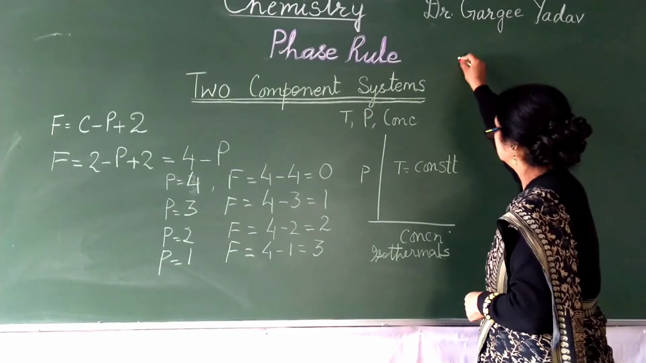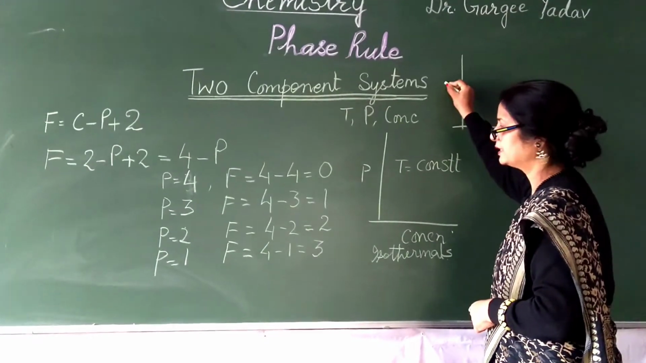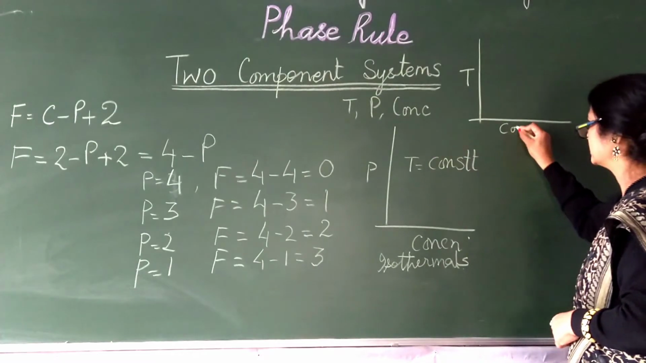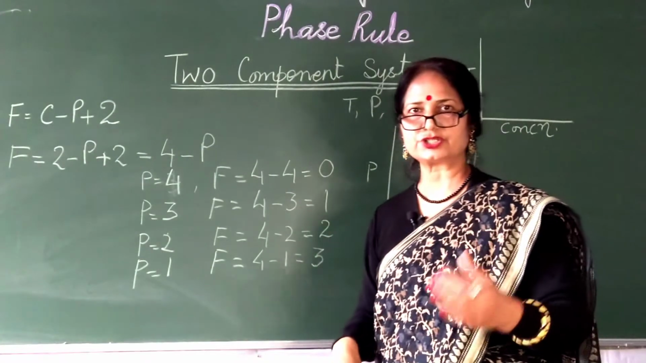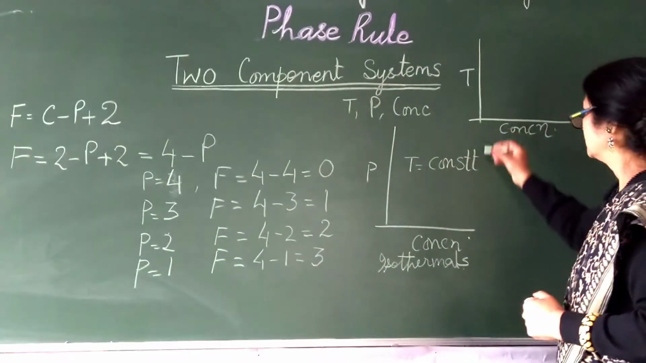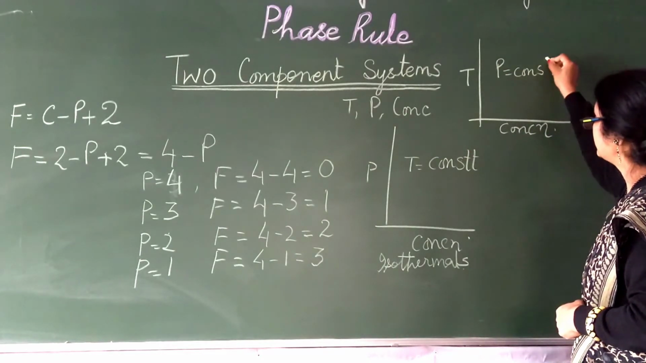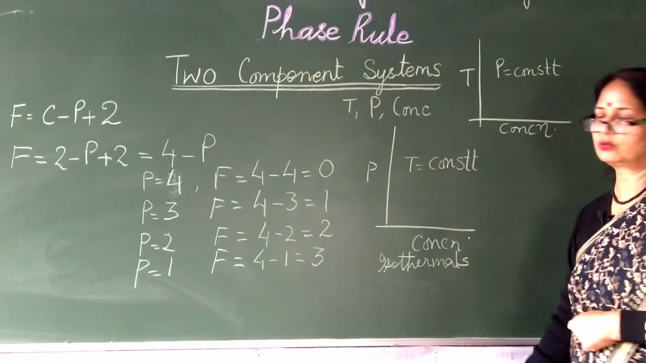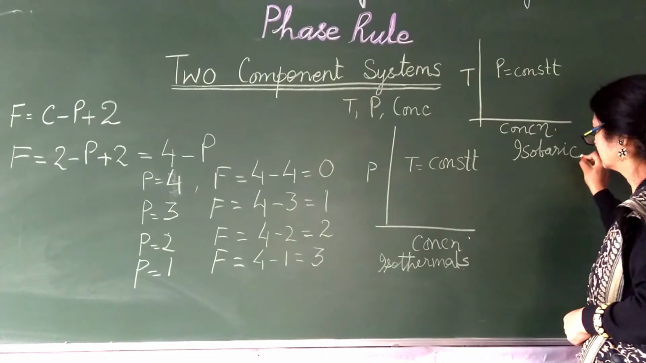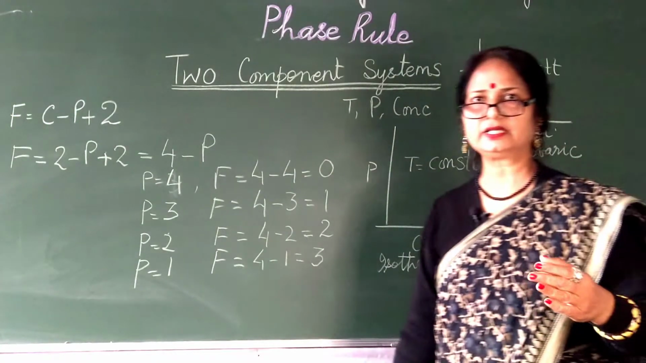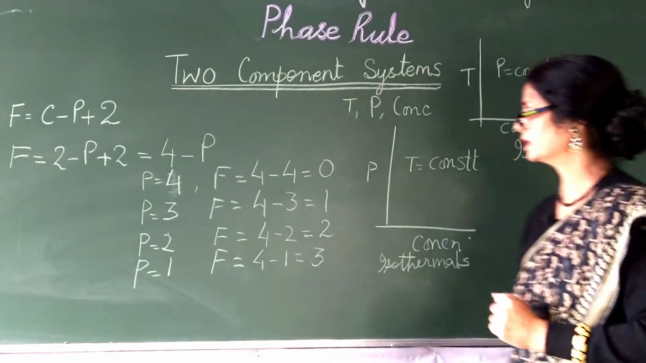Now the another thing is that we can take the temperature as the y-axis and concentration as the x-axis. In such diagrams, we are keeping pressure as constant. And when pressure is constant, then these diagrams are known as isobaric diagrams. These are the phase diagrams studied under isobaric conditions.